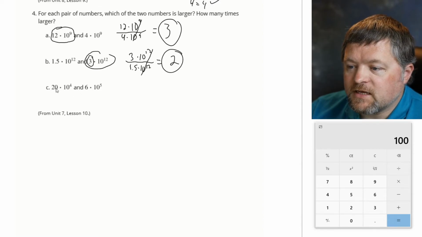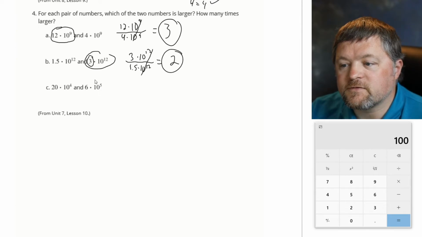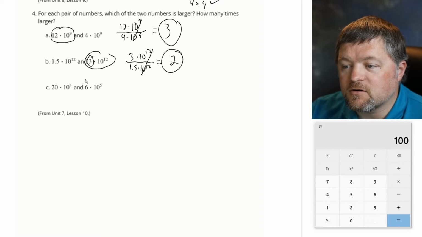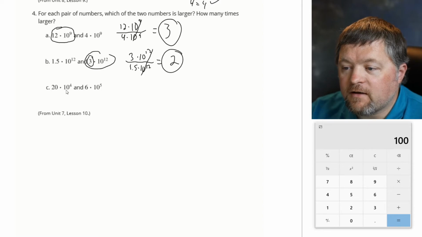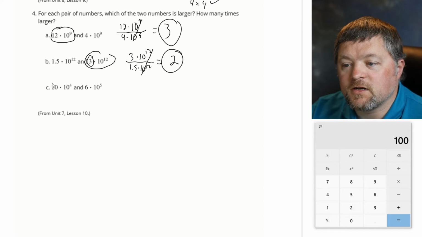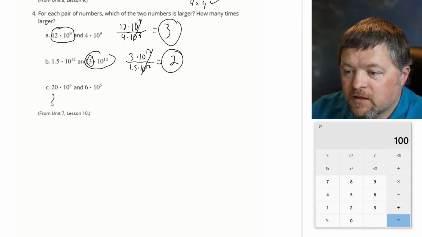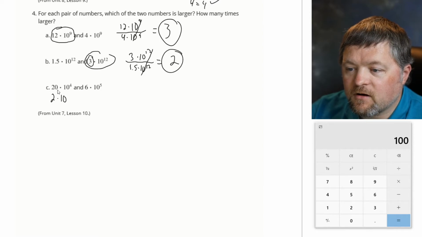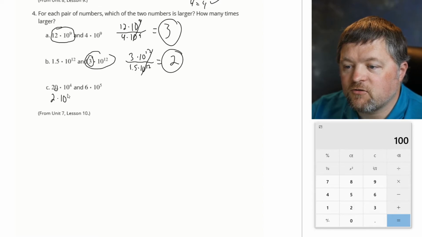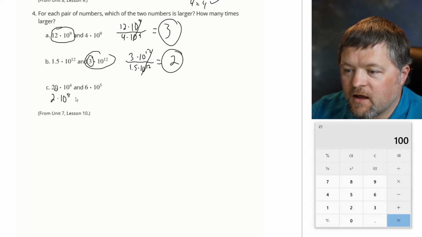Last one of these, 20 times 10 to the power of 4 and 6 times 10 to the power of 5. So this one, the powers are not equivalent. However, this number is not in proper scientific notation with 1 digit before the decimal point. So we should turn this into 2 times 10 to the power of, we had to move the decimal point 1 spot. This is greater than 1, so we have to increase the power from 4 to 5.